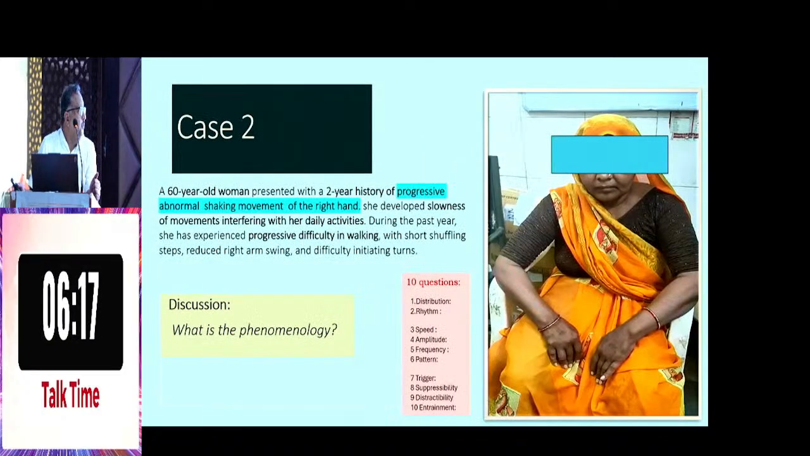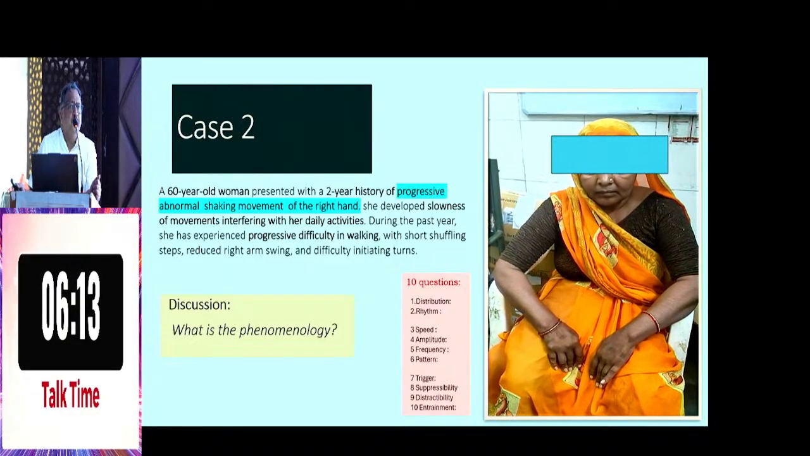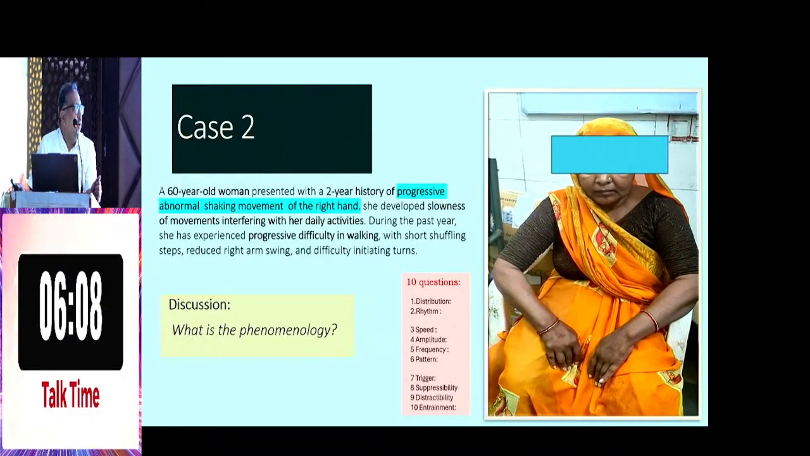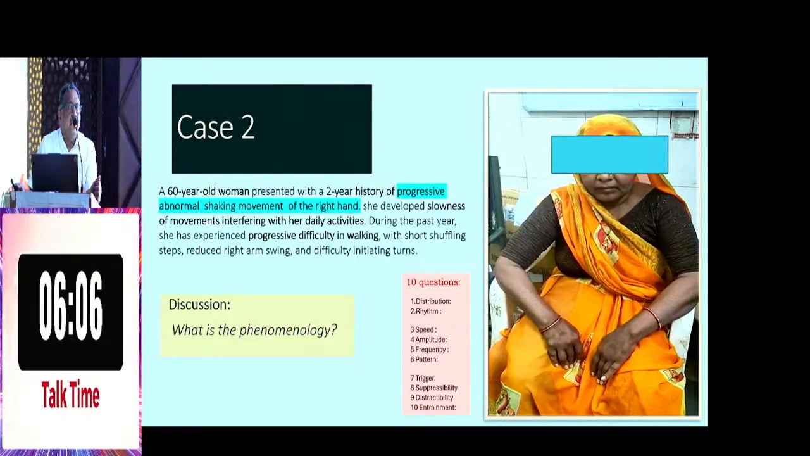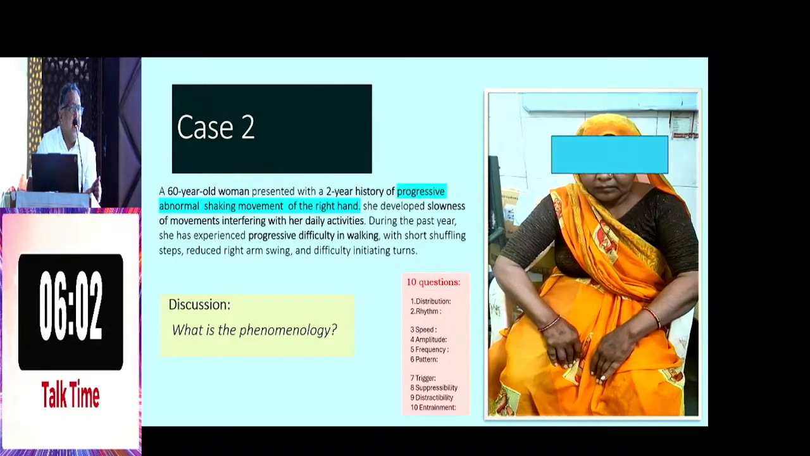Next. This is another case. Anyone can guess. This is again tremor. This is only the tremor. This is the rest tremor. You can see this is a pill rolling tremor.